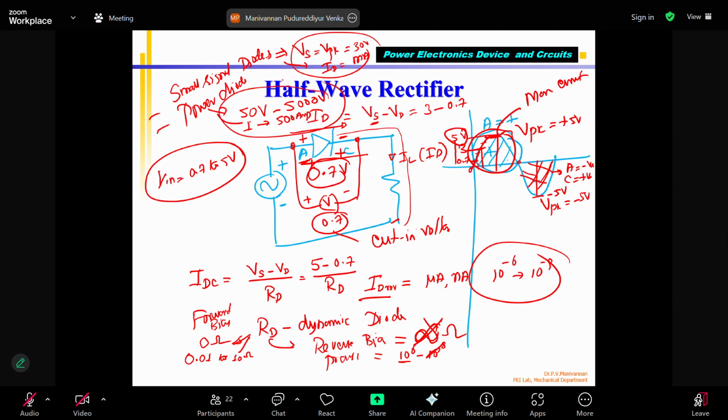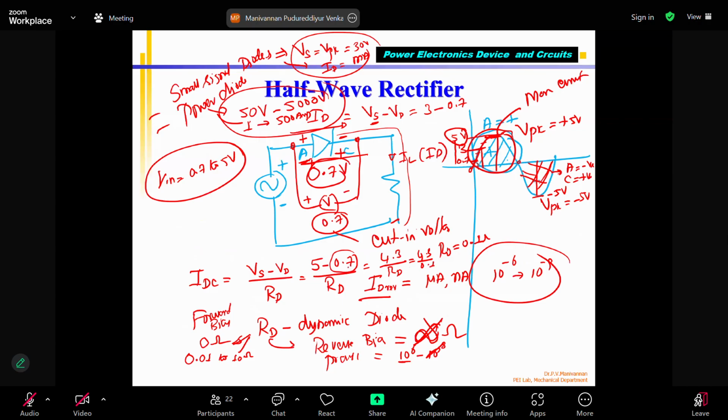Where the power diode, this one, in forward bias condition, the cut-in voltage is 0.7. If you apply 5 volts in forward bias condition, 5 minus 0.7 is going to be 4.3 volts divided by RD. For a power diode, for easy purpose, I say RD equal to 0.1 ohms in forward bias condition, correct? Then this will be 4.3 divided by 0.1. What is the current? ID equal to 43 amps will be going when I apply a 5 volt supply.